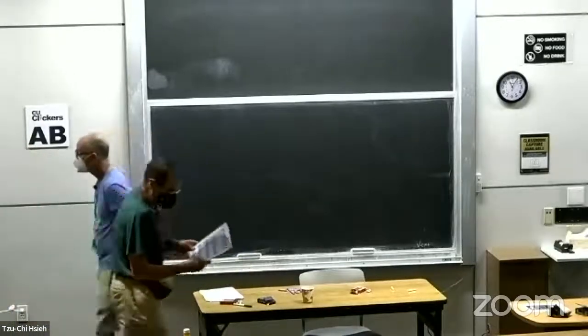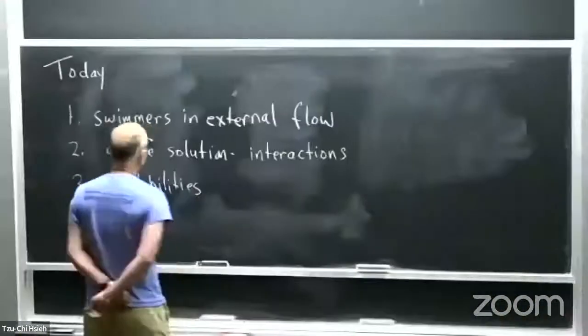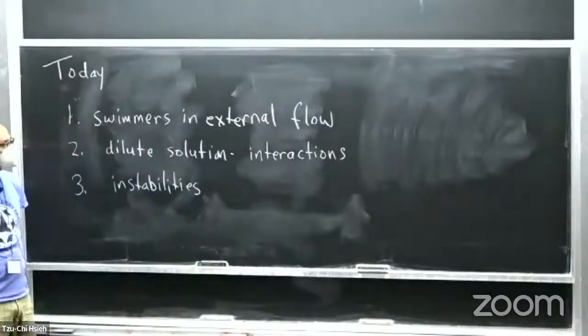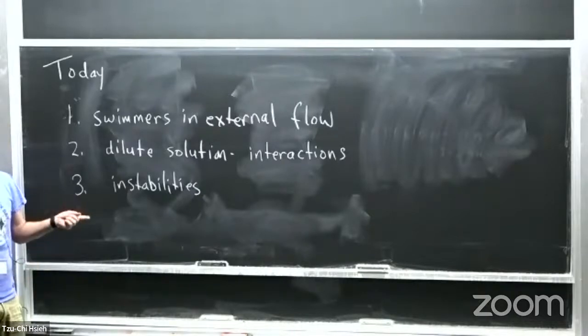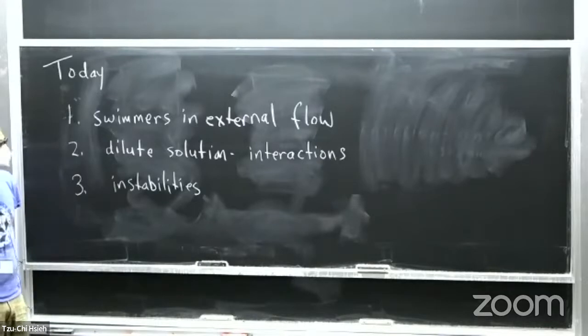Okay, thank you. So today I'm going to finish up by talking about swimmers in an external flow. We talked about how to calculate the swimming speed for a swimmer in the absence of flow, where the only flow is the flow induced by the swimmer. But of course, that's not the typical situation.